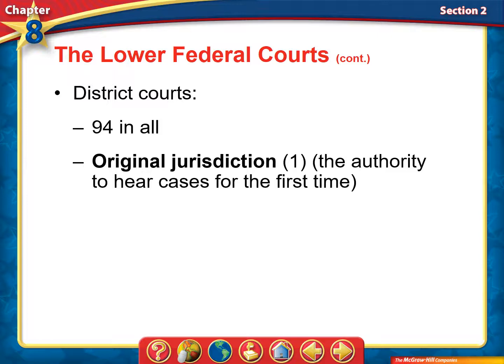For example, the travel ban. So the president said, you can't come here if you live in this country, this country, this country, this country. There's a problem with that. It's a problem with the rule, the national rule. And so the federal court in Hawaii said, no, you don't get to do that. They heard the case for the first time because they have original jurisdiction.